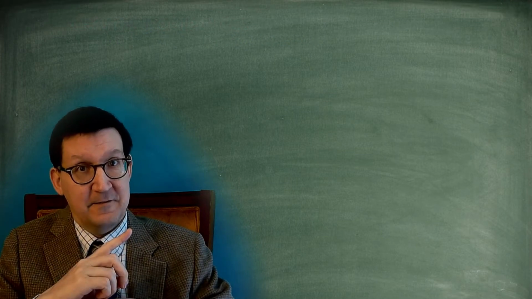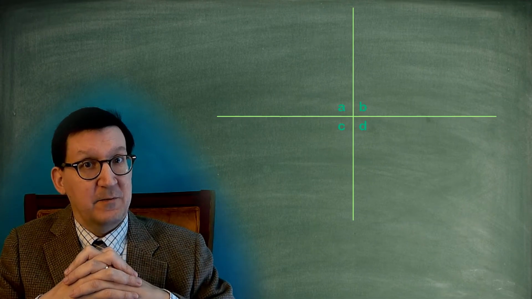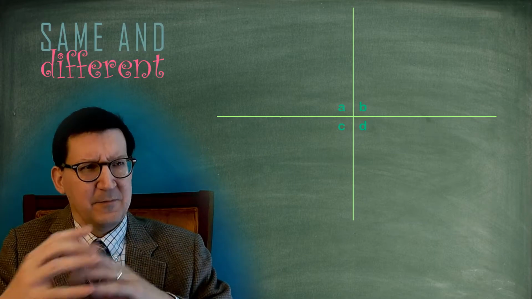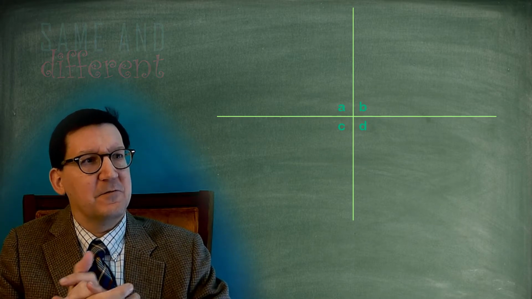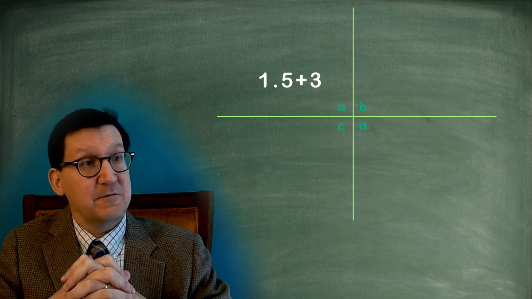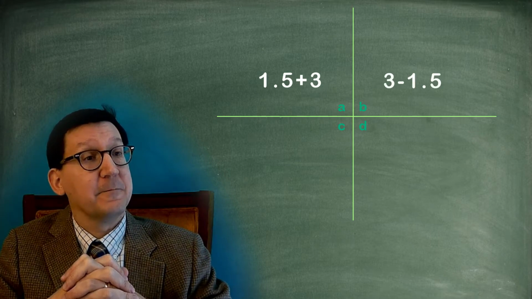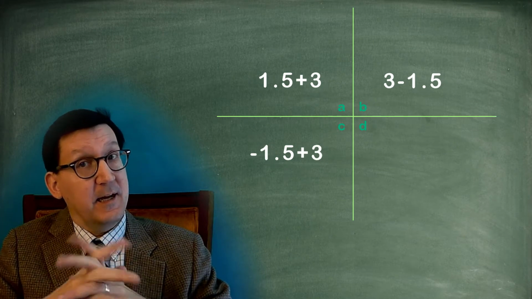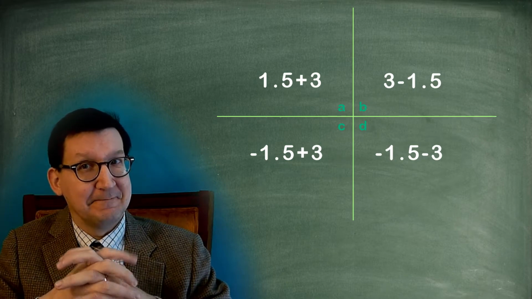So over here we have our 2 lines, we have our 4 letters, and we have our 4 equations. This is going to be a same and different. Take a look and see what's the same and what's different about these 4. The first one, we have positive 1.5 plus 3. For box B, we have 3 minus 1.5. Box C, negative 1.5 plus 3. And over in box D, we have negative 1.5 minus 3.